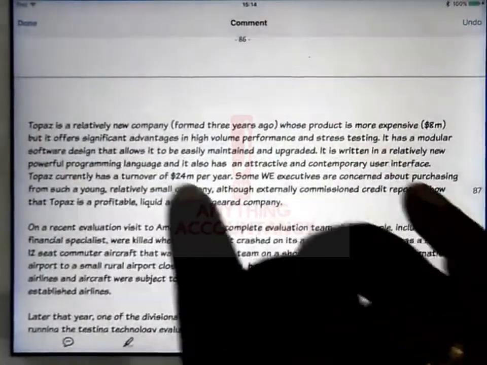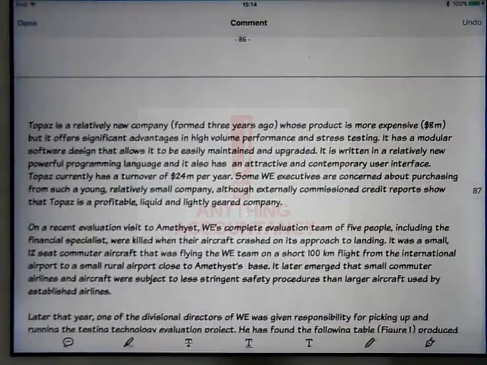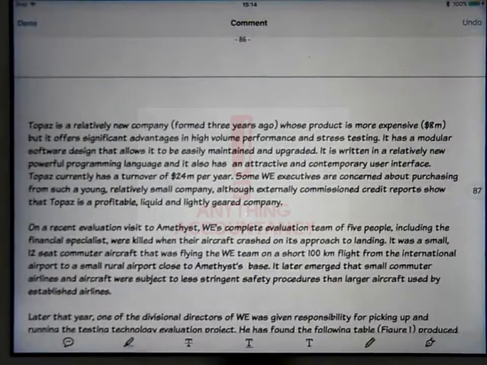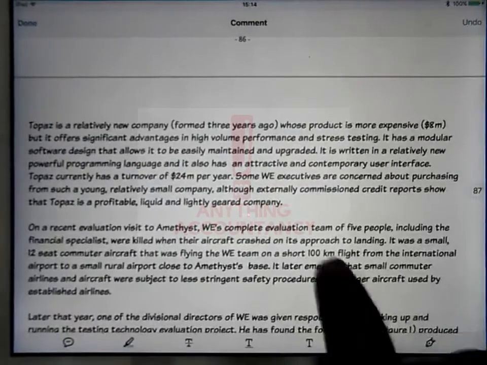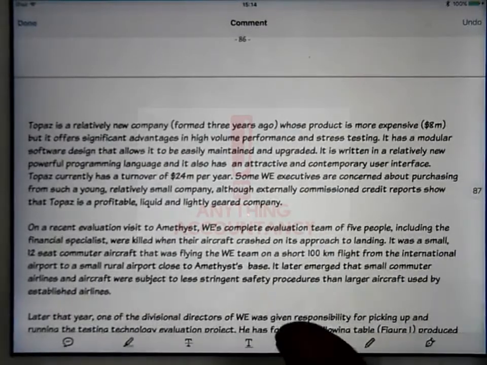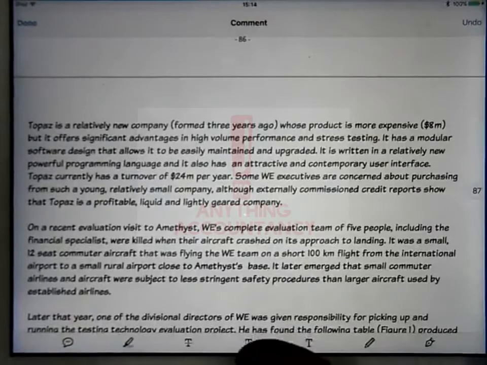Whose product is more expensive, with the most significant advantage in high volume performance stress testing. It has a modular software design that allows it to be easily maintained and upgradable. It's written in a relatively new, powerful programming language. It also has an attractive contemporary user interface. Topaz currently has a turnover of 24 million. They are worried about this thing. An independently commissioned credit report shows Topaz is a profitable, liquid and highly geared company.